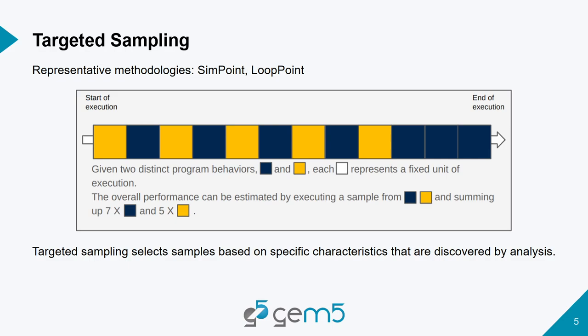So what is targeted sampling? Targeted sampling selects the sample based on a specific characteristic that is discovered by the analyst. This is one brief example of how targeted sampling works. Given an execution with two distinct program behaviors, the blue block and the yellow block, we can find out these behaviors through analysis and only simulate one blue block and one yellow block, and multiply by the number of times each appears in the execution to do targeted sampling.